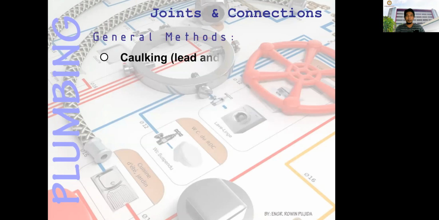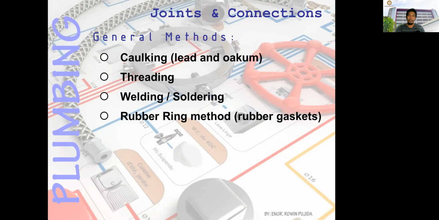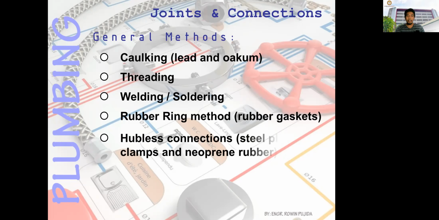Okay, so for the general methods of connecting two pipes or fittings, or from fixtures to fittings to pipes, the general method used is caulking, by the use of lead and oakum, and then threading for galvanized irons, and then welding or soldering for brass pipes and sometimes copper pipes. Then rubber ring gasket. So you have it for the HDPE or the LDPE. LDPE means low density polyethylene, and HDPE is high density polyethylene.